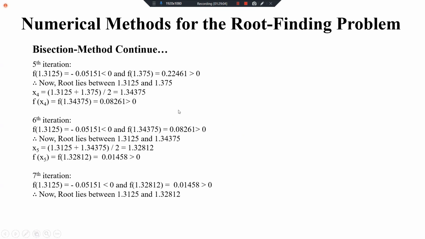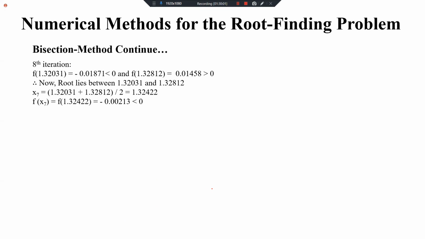Yes, sir. Okay, good. In the 7th iteration, you get x6, that is 1.32031, and when you substitute that value, you get minus value. That means your root lies between 1.32031 and 1.32812. That means in between this and this, because this is minus, this is positive. Okay.